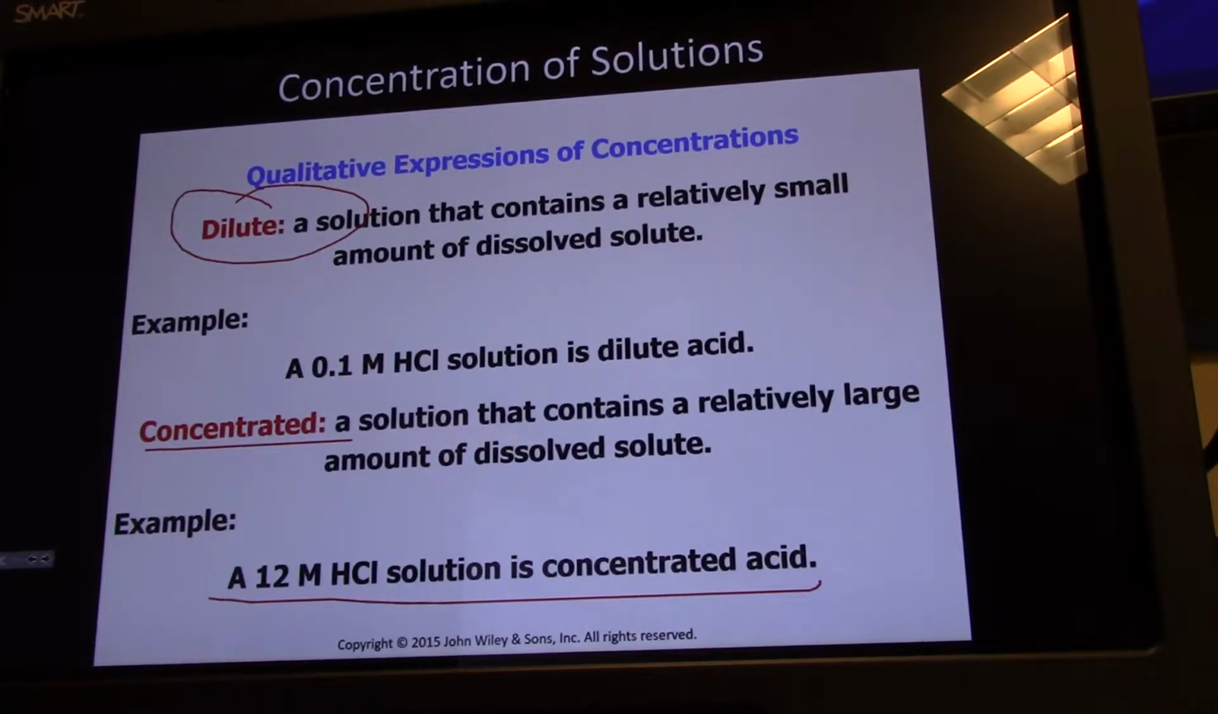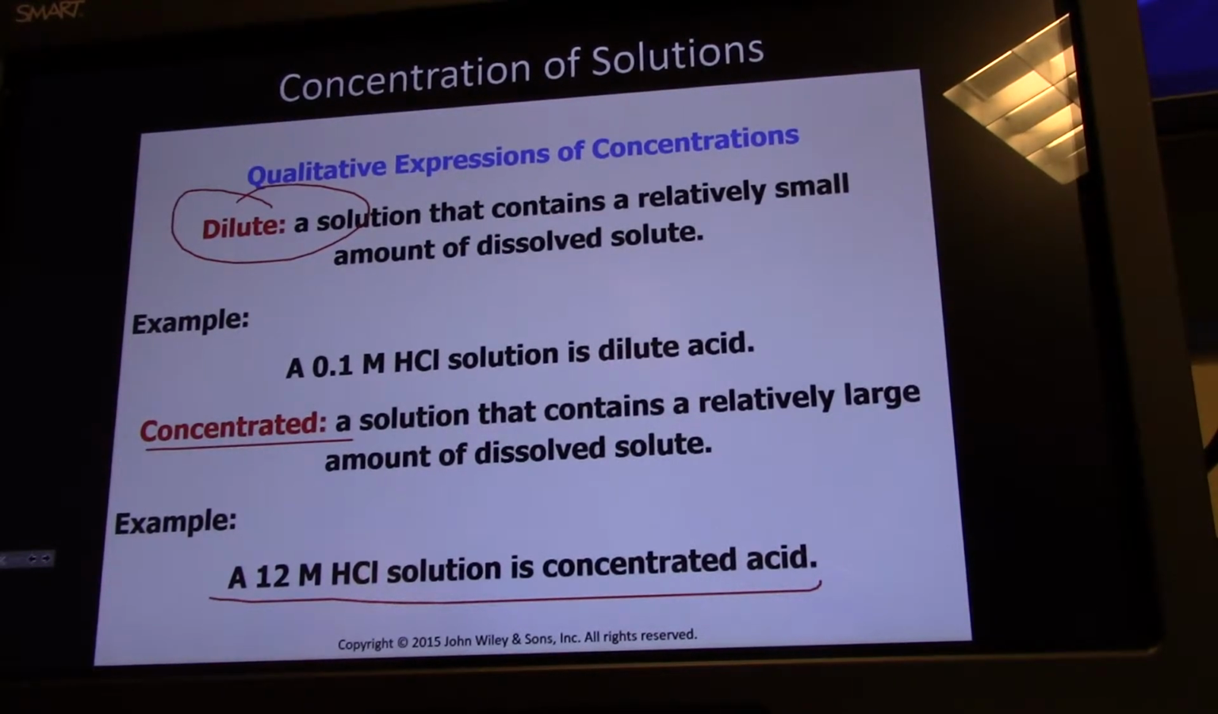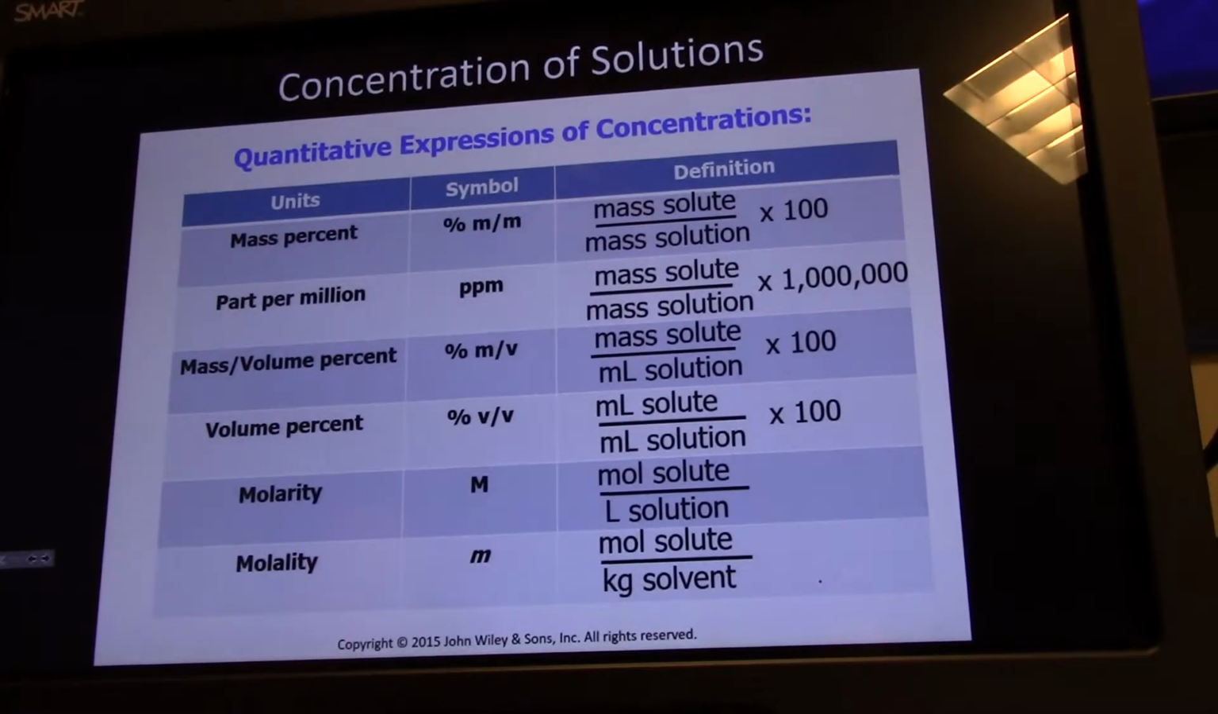0.1 would be dilute. 0.001 would be dilute. Because you can use the word dilute for so many different situations, it's a useless word. You can use it too much. And so chemists never use the word dilute because all that it means is it's less concentrated than concentrated, which is not helpful. So when something is less concentrated than concentrated, you actually have to label the concentration quantitatively.